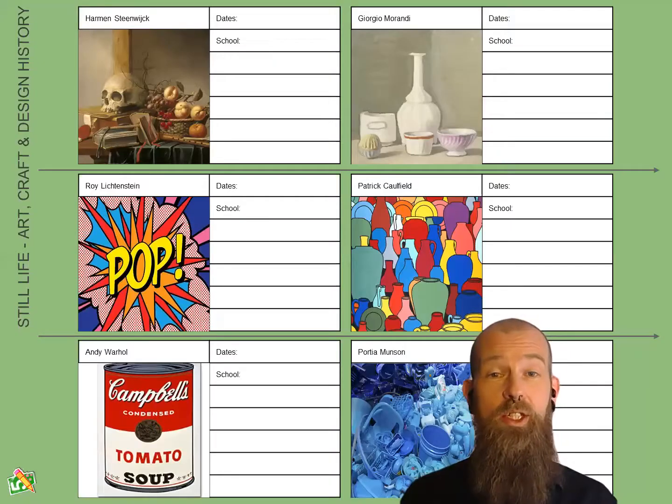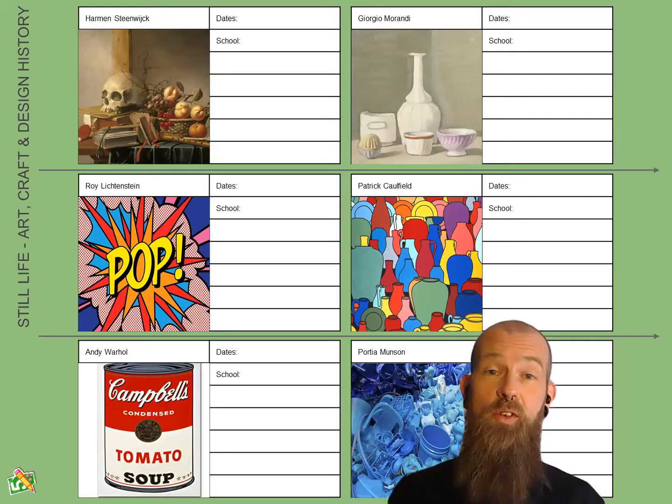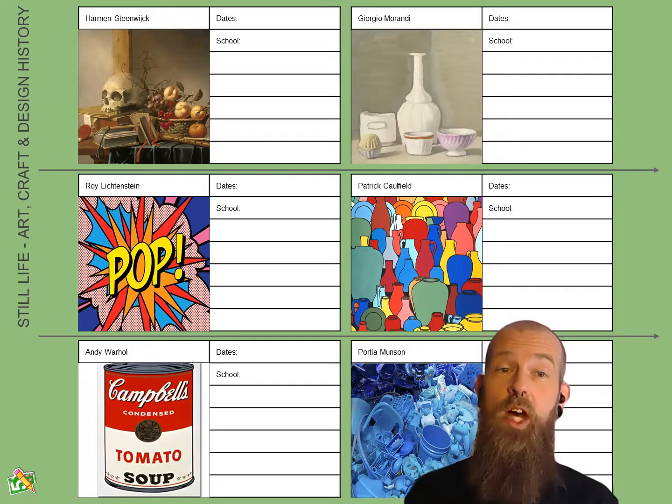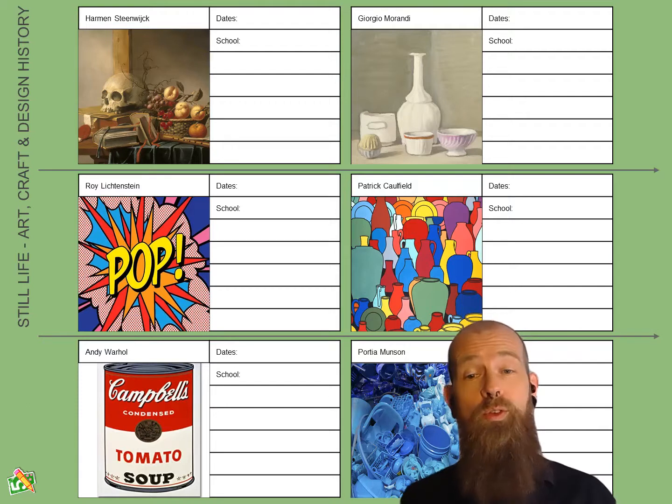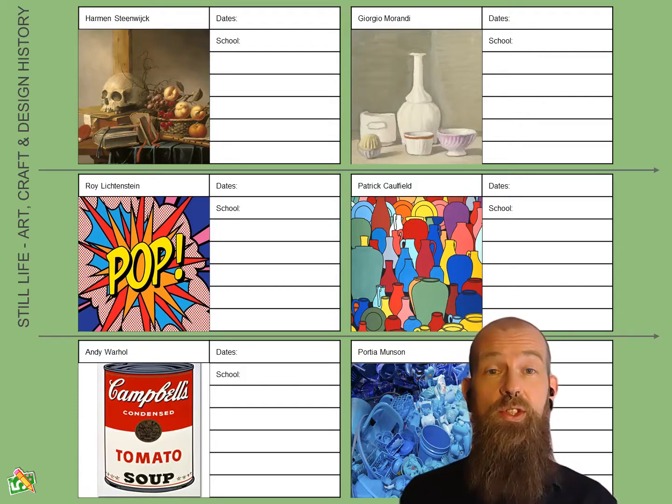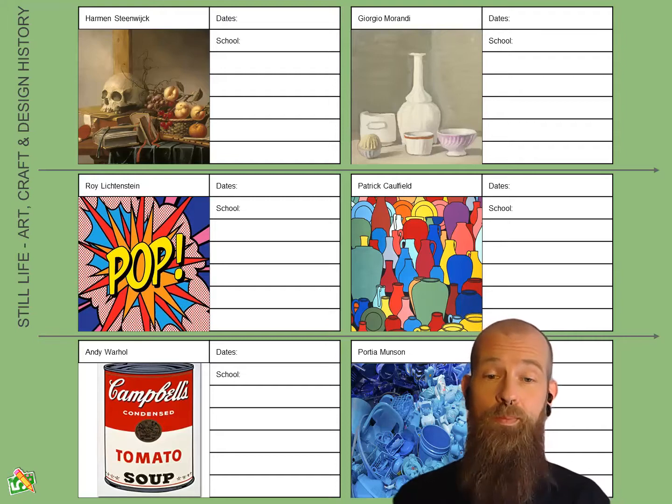At the beginning of each week, students will review and analyze the work of a single artist who has looked at still life throughout history. So we start off with 17th century artists such as Harman Steenwick and move all the way through to contemporary artists such as Portia Munson. And of course, along the way, we touch upon pop artists such as Roy Lichtenstein, Patrick Caulfield, or Andy Warhol.